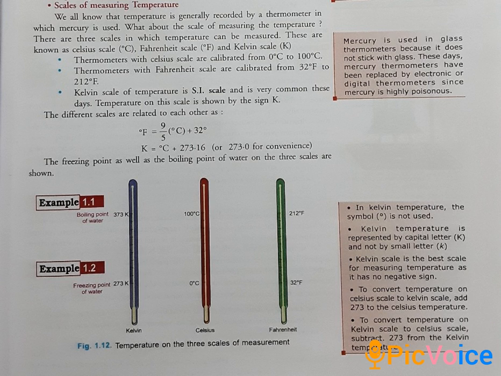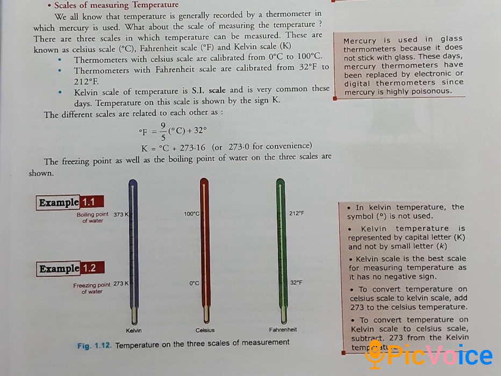So temperature in Kelvin equals temperature in degree Celsius plus 273.16, or approximately, if I say, degree Celsius plus 273. Somewhere you will find that instead of 273 it is written 273.15. That is also accepted. So this is how we convert temperature in degree Celsius into Kelvin.